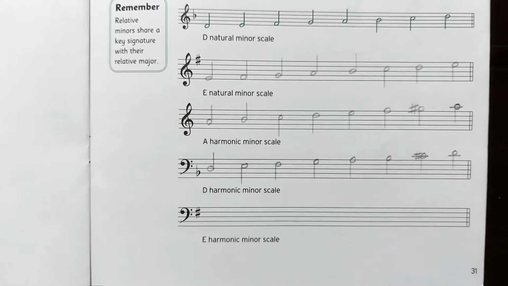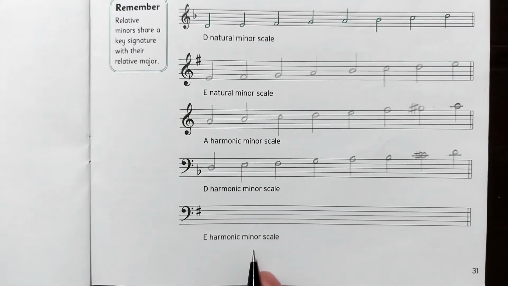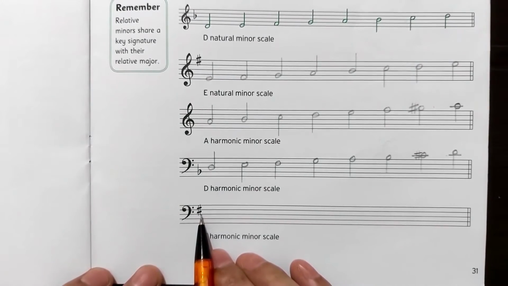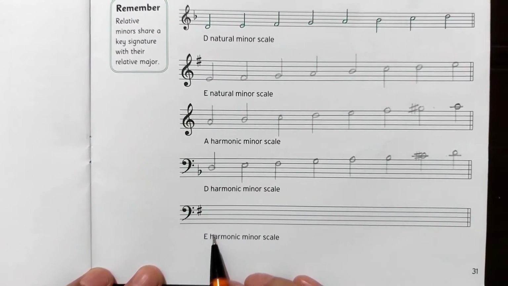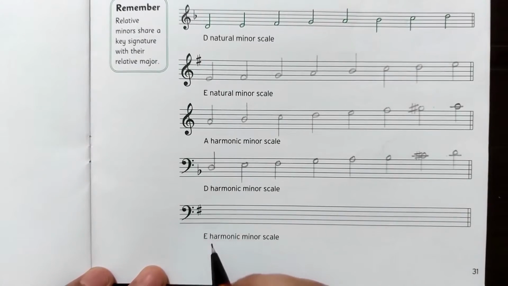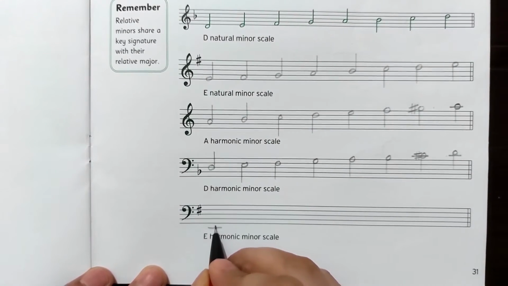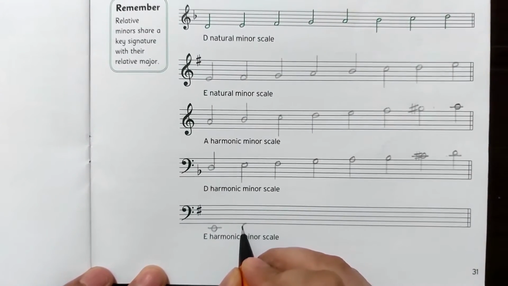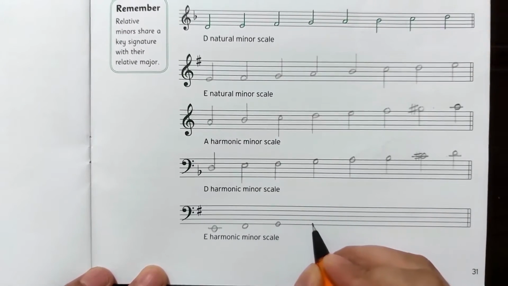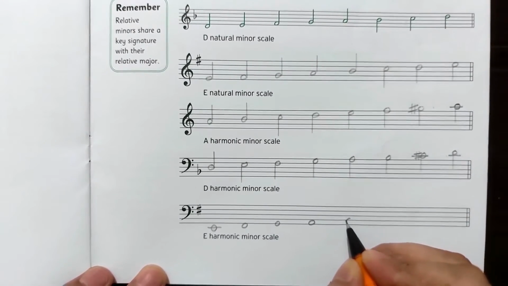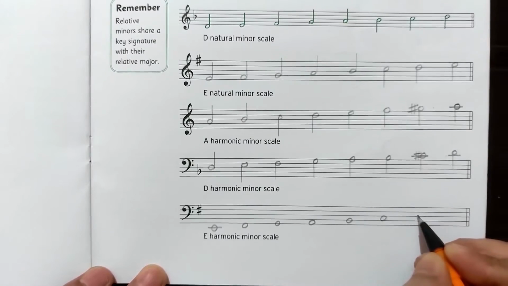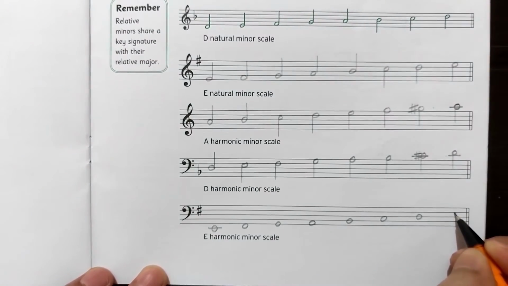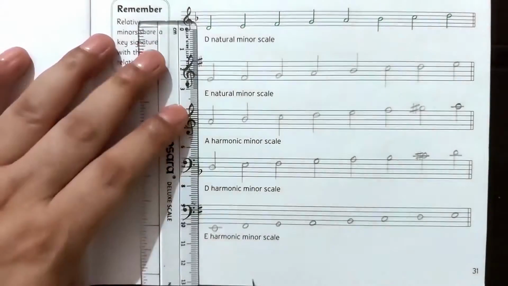Now the last one we have is E harmonic minor scale, and they have given the key signature, that is F sharp. So let's make the scale first. E harmonic, bass clef. So let's start from here: 1, 2, 3, 4, 5, 6, 7 and 8.